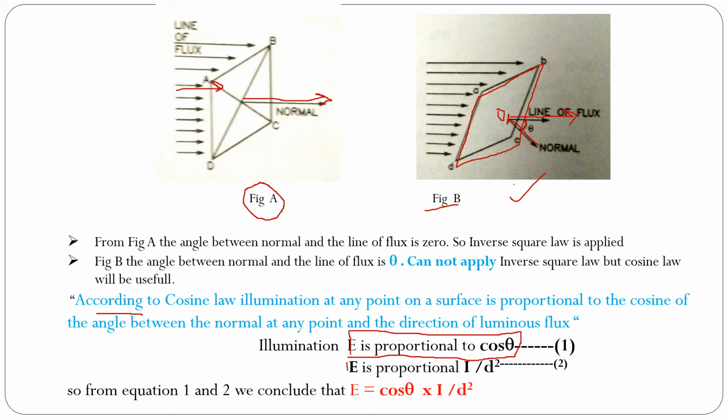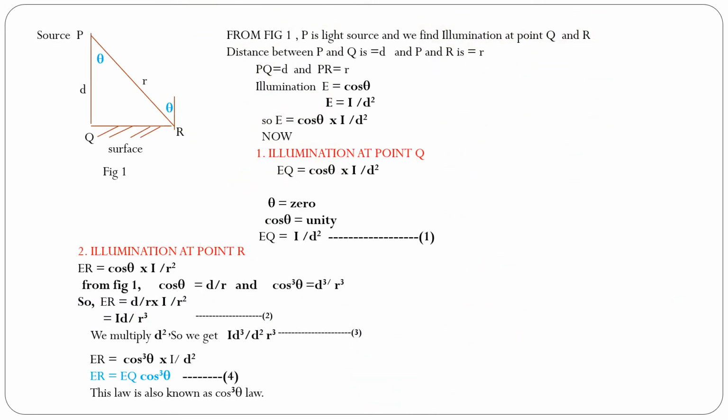First, the inverse square law stated that E is proportional to I by D square. Now finally we conclude that for this figure 2, means figure B, E is proportional to cos theta into I by D square. Now we prove that. So here I take a source, a point source over here.